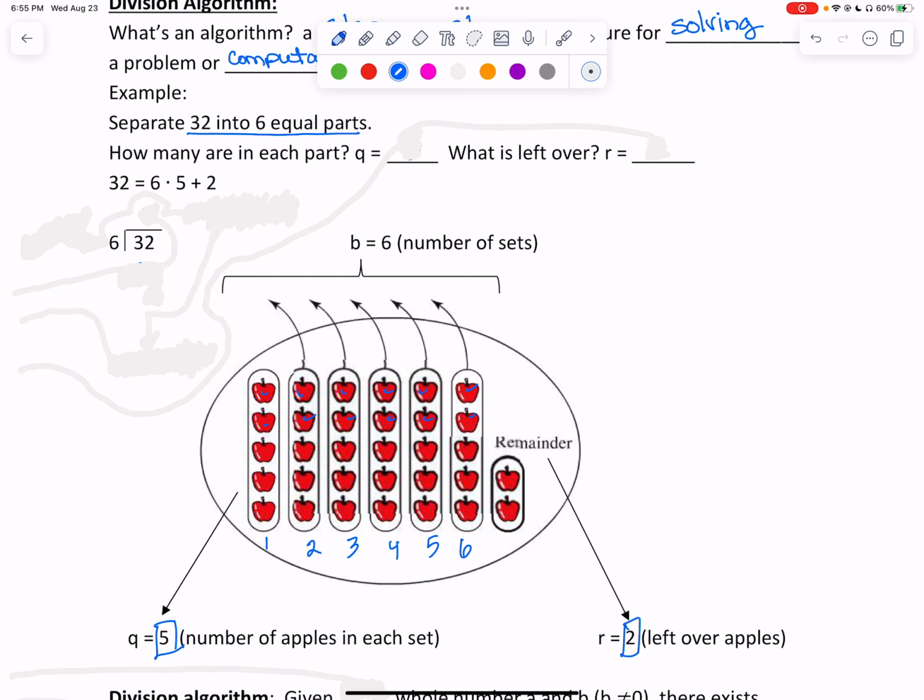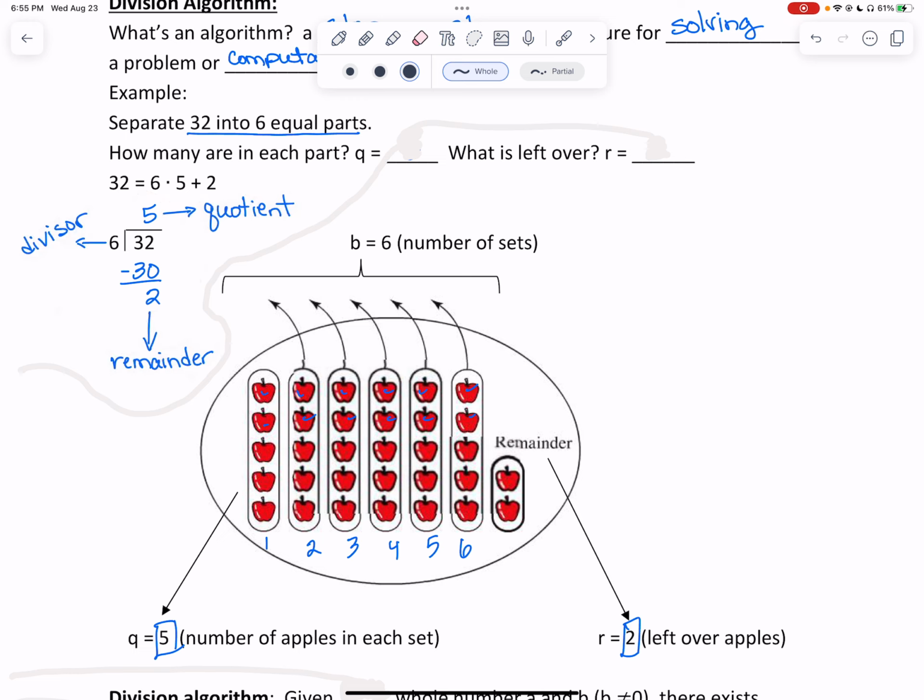So let's look at how we could do that using our algorithm, okay? So we're saying 6 goes into 32 5 times, okay? And then 5 times my 6 gives me that 30. And then we subtract, we've got 2 left over, okay?